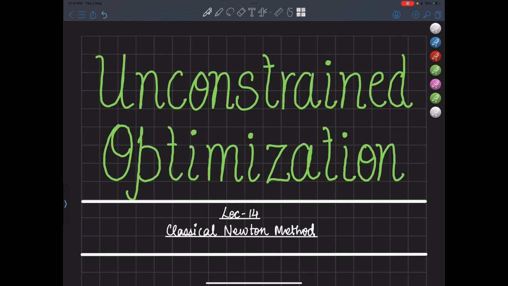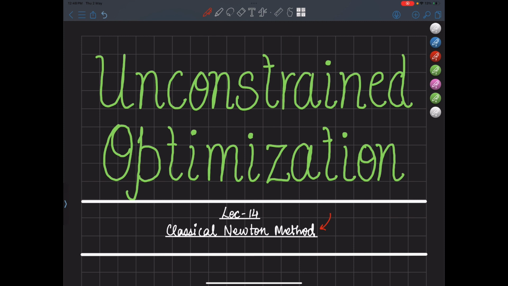Hi all, welcome to lecture 14 of this lecture series named Unconstrained Optimization, and today's lecture is on classical Newton method. So in today's lecture we'll try to learn about this very popular optimization algorithm known as Newton method.